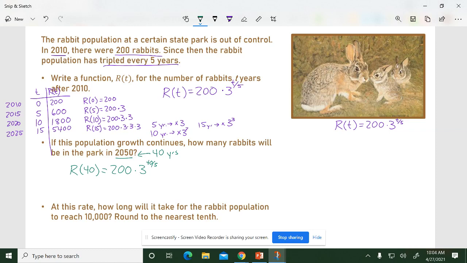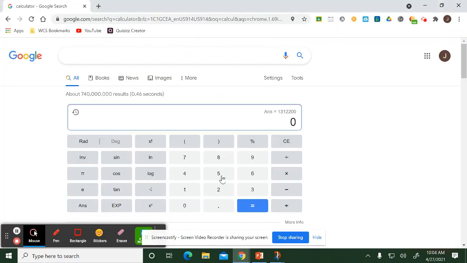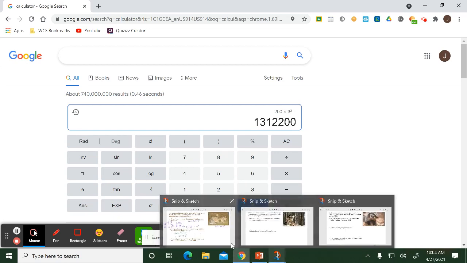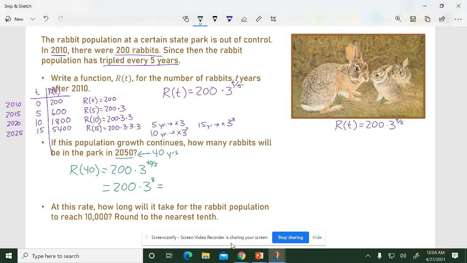Now we can simplify this just a little bit. 40 divided by 5 is 8. So we'll have 200 times 3 to the 8th power. And at this point, you just got to go to the calculator. So I will do that. And we have 200 times 3 to the 8th power, and that's 1,312,200. So that's how many rabbits we'd have after 40 years: 1,312,200 rabbits. So that's our answer for the second part.